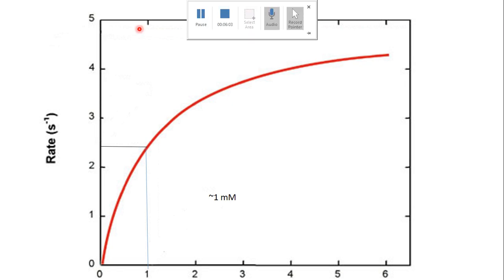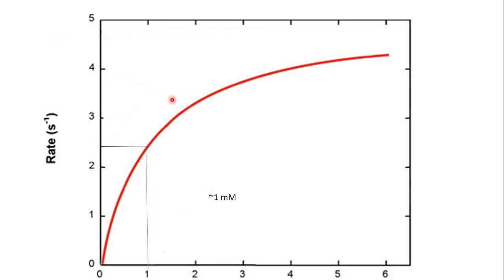So if Vmax is 5, 1/2 Vmax is 2.5. And to find the concentration, we have to draw a line until we hit our curve. And then when we hit our curve, we have to drop another line down. And so our Km for this is at 1 millimolar, we are going at half our maximum speed. Therefore, Km is 1 millimolar.